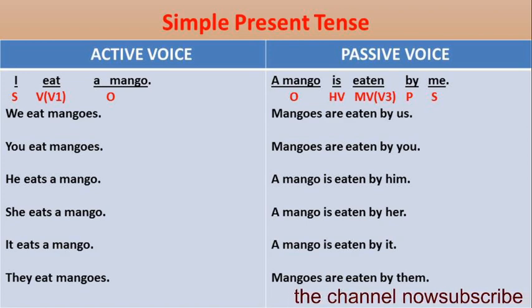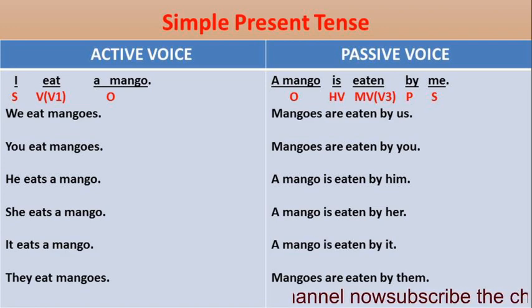Object, then the helping verb. This helping verb is based on the object. If the object is singular, take the singular helping verb. If the object is plural, we must use the plural helping verb. We eat mangoes. Mangoes are eaten by us. You eat mangoes. Mangoes are eaten by you. Here, mangoes, the object, is plural, so I have taken "are" as the plural helping verb.